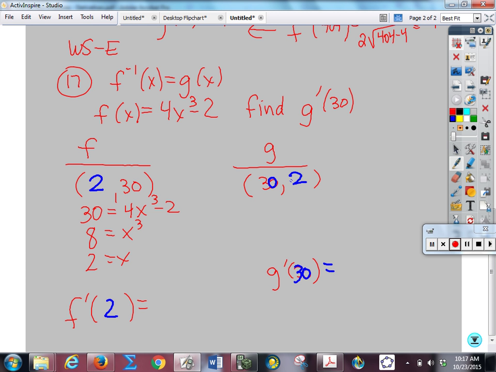Yeah, I just skipped a couple steps. Okay, but now I need the derivative of f, which this one is way easier, right? The derivative of this one, 12x squared. Well, now that's easy to plug in. Wow, that was a lot easier.